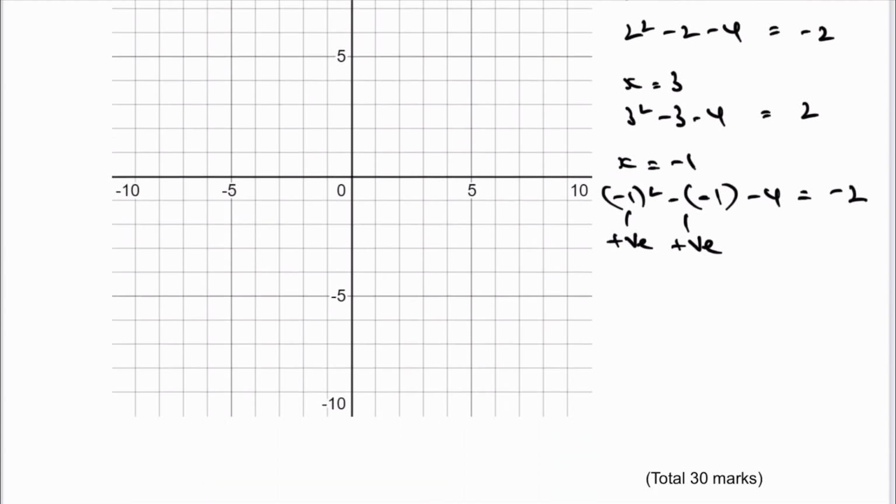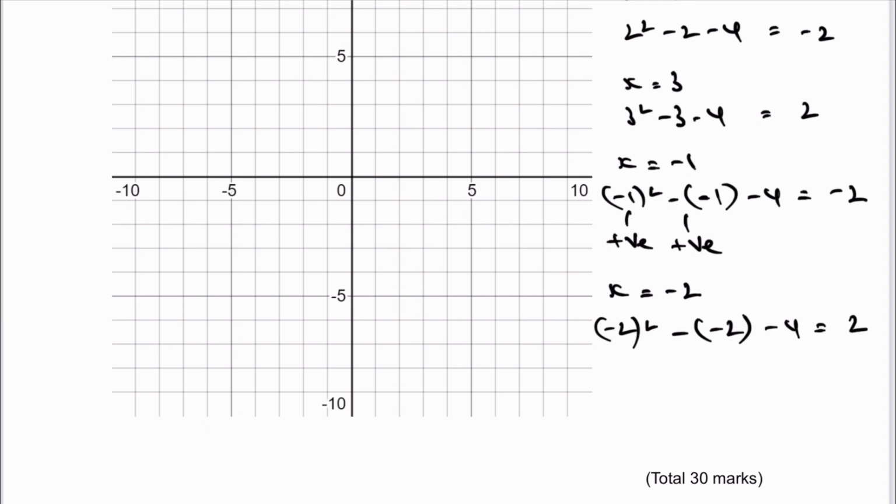Just running out a little bit of space here, but I've got x equals minus 2. So I'm going to have minus 2 squared minus minus 2 minus 4, and all of that is going to give us a positive value of 2.